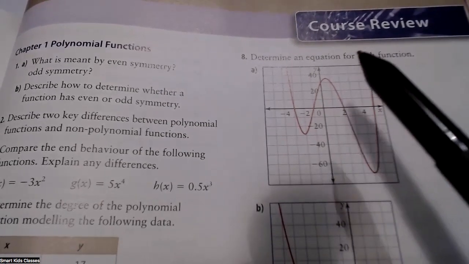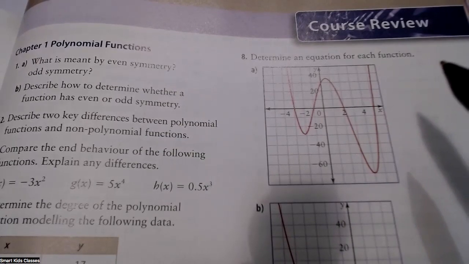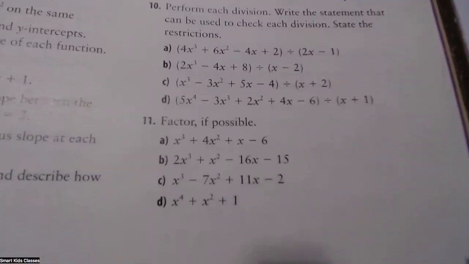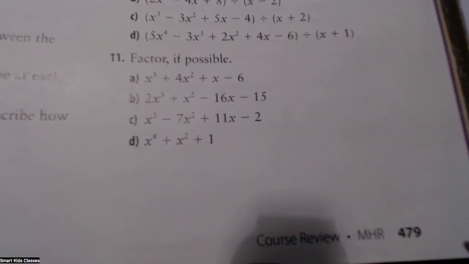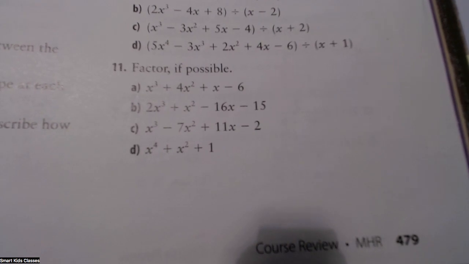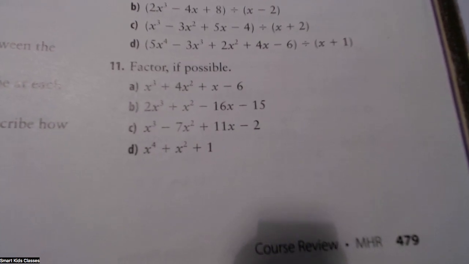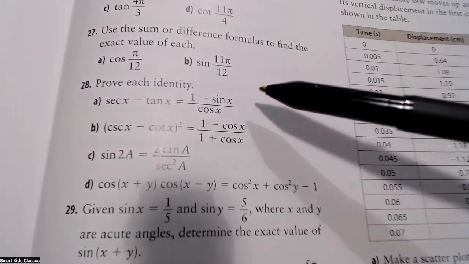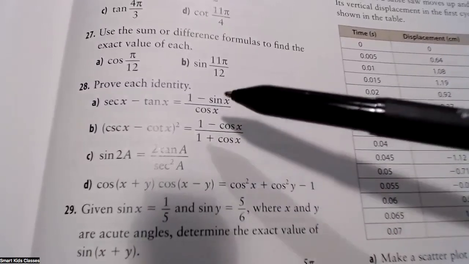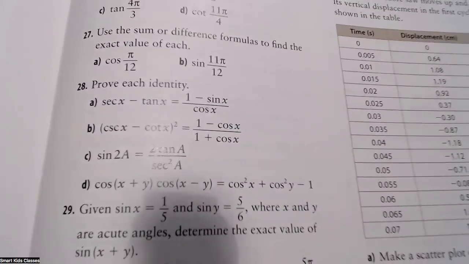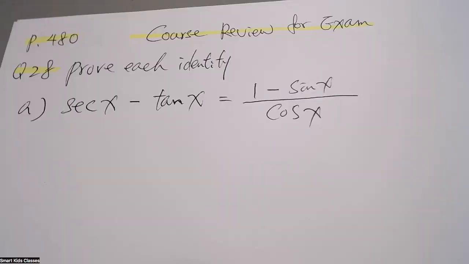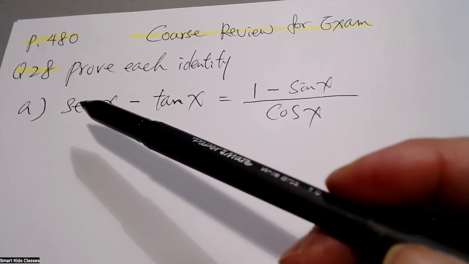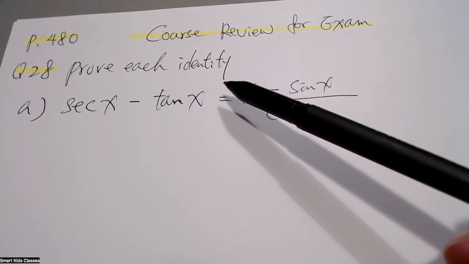In the textbook, there's a course review for the entire book. I'm going to show you the page. It's page 479, review questions for the exam. I'm going to explain the proof of each identity for question 28, the four questions. The question on page 480, question 28: prove each identity.